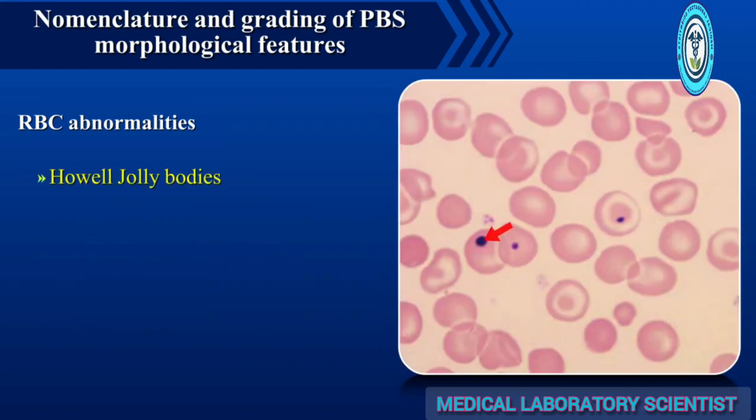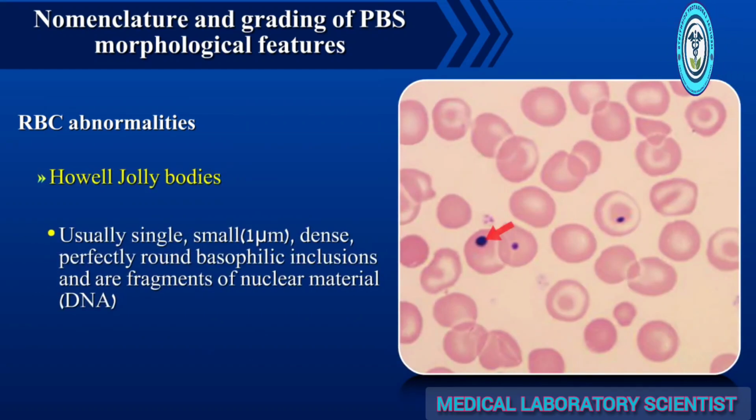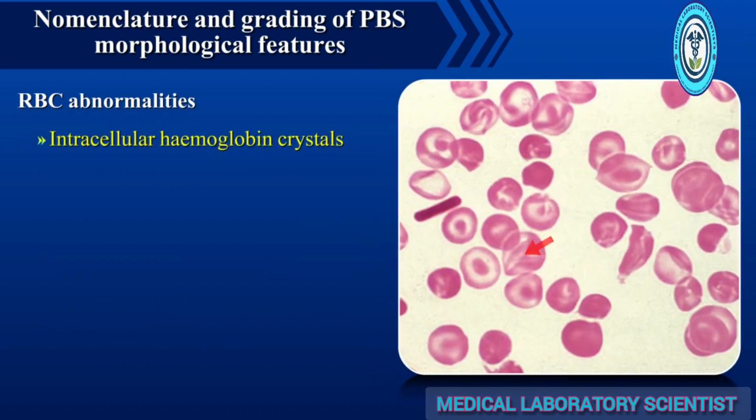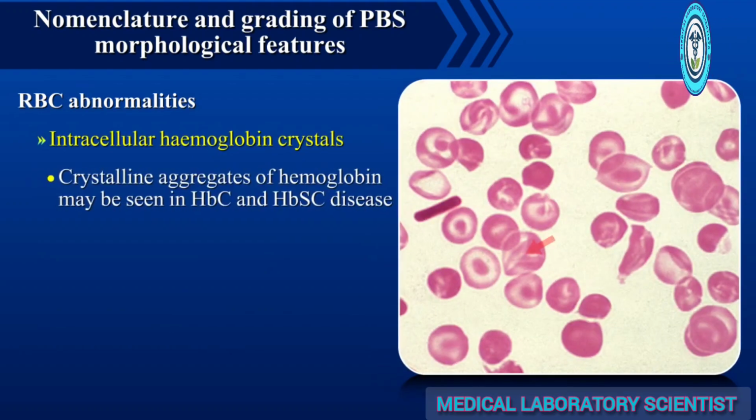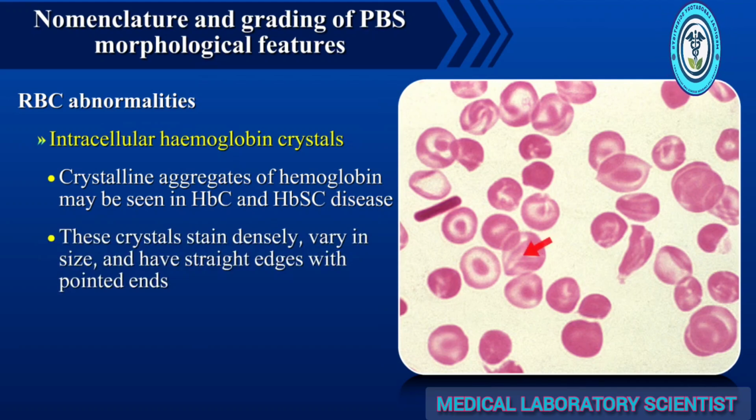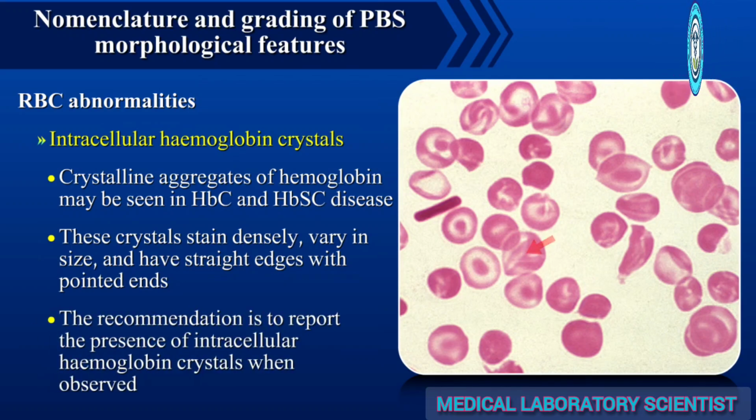Howell Jolly bodies are usually single, small, about 1 micron in size, dense, perfectly round basophilic inclusions, and are fragments of nuclear material. Intracellular hemoglobin crystals are crystalline aggregates of hemoglobin that may be seen in hemoglobin C and hemoglobin SC disease. These crystals stain densely, vary in size, and have straight edges with pointed ends. The recommendation is to report the presence of intracellular hemoglobin crystals when observed.